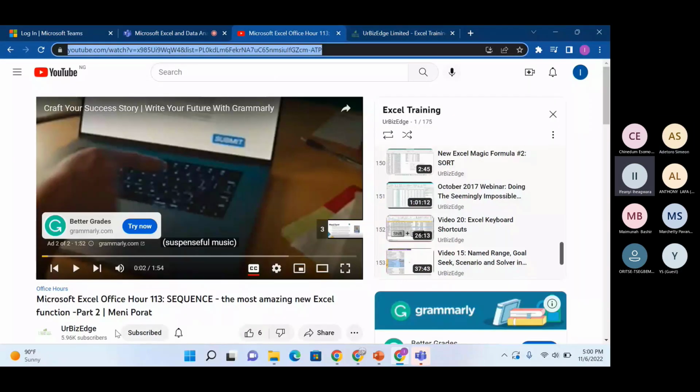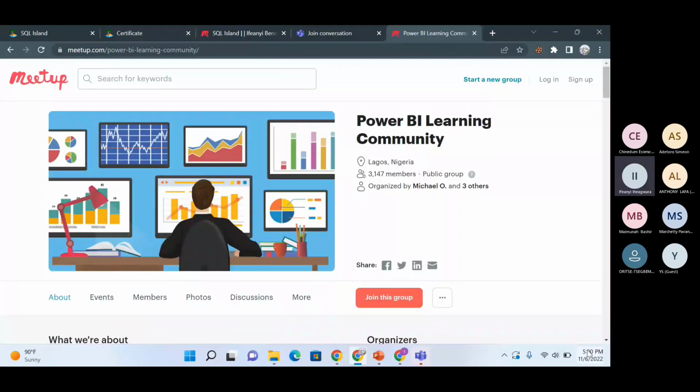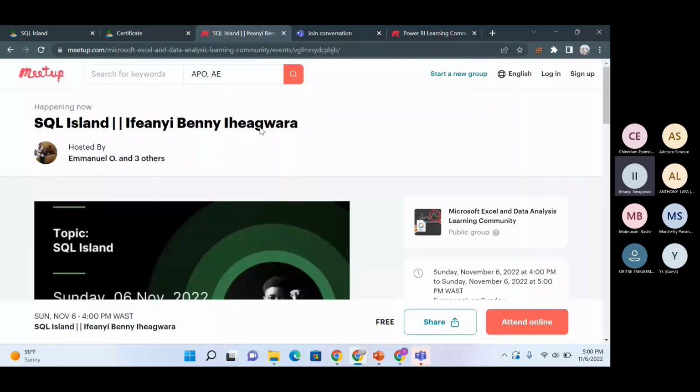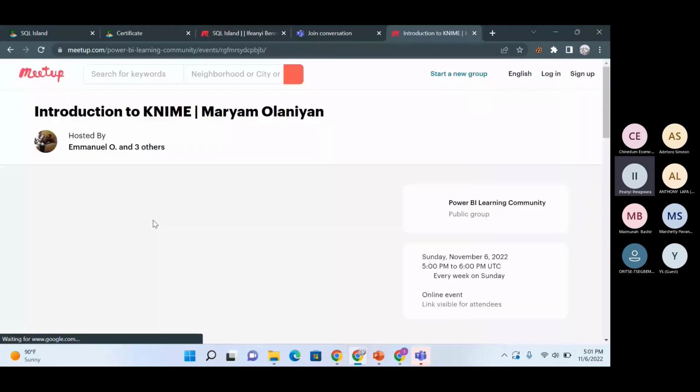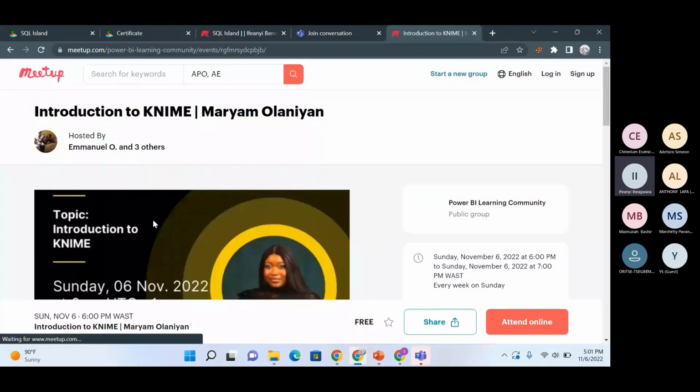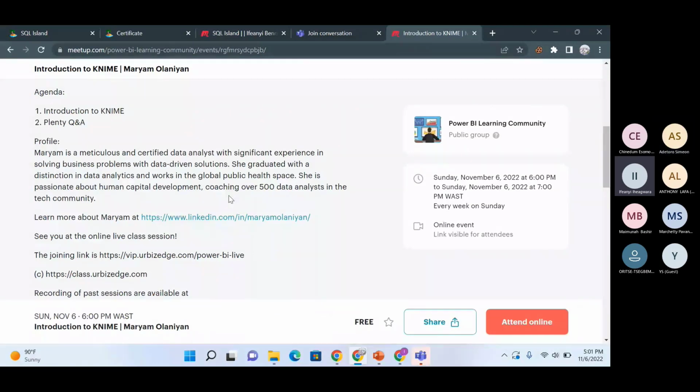Then in an hour's time, by 6 o'clock, we have another session. We're going to be looking at Kamit with Maria. She's going to show us an introduction to what Kamit is. Kamit is more of an open source data analysis platform. For data analysis and data management, she's going to show us how to use it as well as resources.